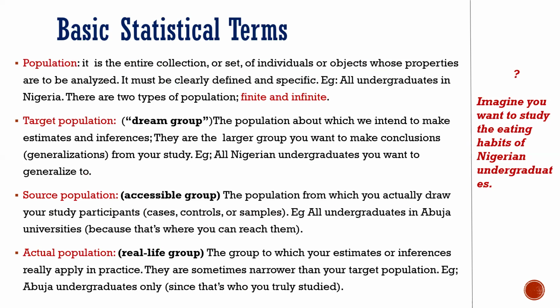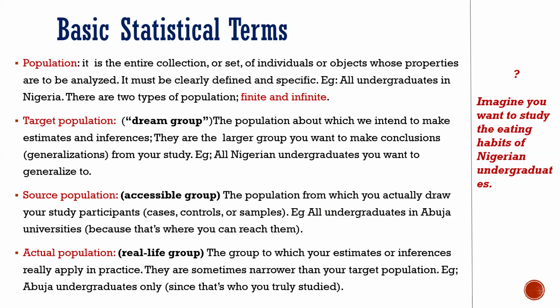When it comes to statistics, there are a lot of terms that are used in classifying things or in identification of a lot of things. And one of them is population. We're going to be looking at the different types of population that are involved in statistics. So what is population?